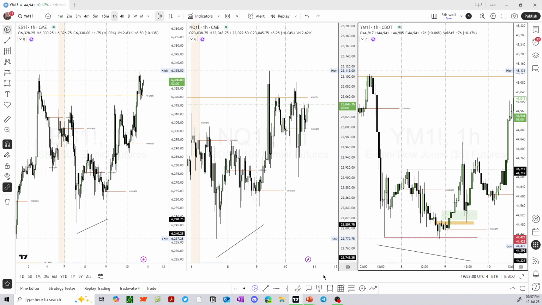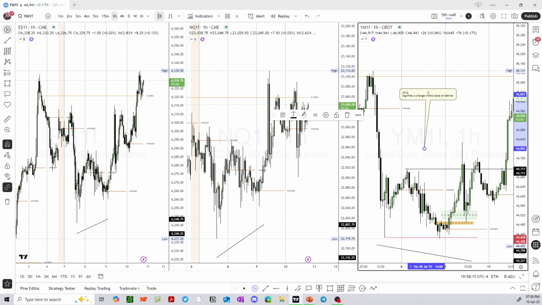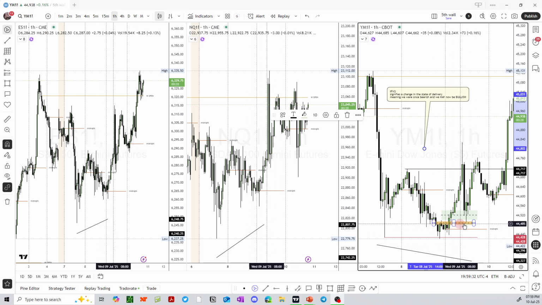And by definition, an inverted fair value gap signifies change in the state of delivery. Meaning we were once bearish and we may now be bullish. Why I say may is because this is a probability game. All right, so that's the inverted fair value gap here.